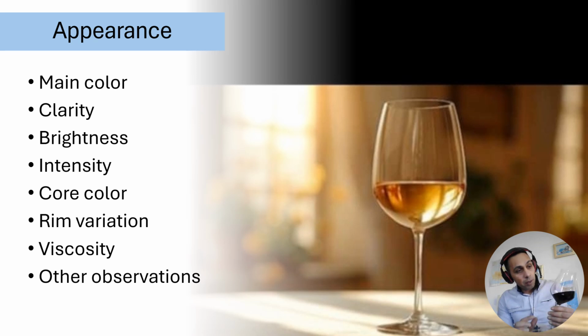And if the legs or the tears are heavy and they go slowly, I don't know if you can see this one, but they are going quite slowly here, and they are quite many. It means that it has probably higher alcohol. Other observations, if you don't see anything such as sediments or CO2, you just mention that: no sediments, no CO2.